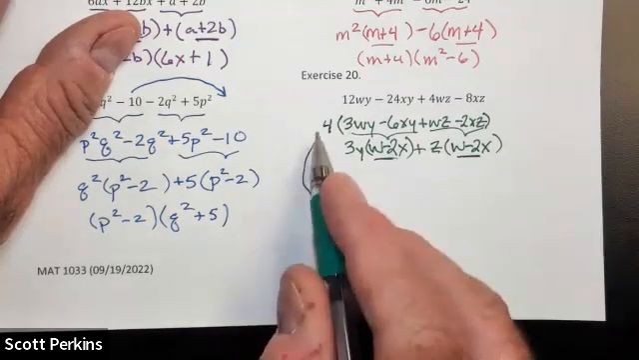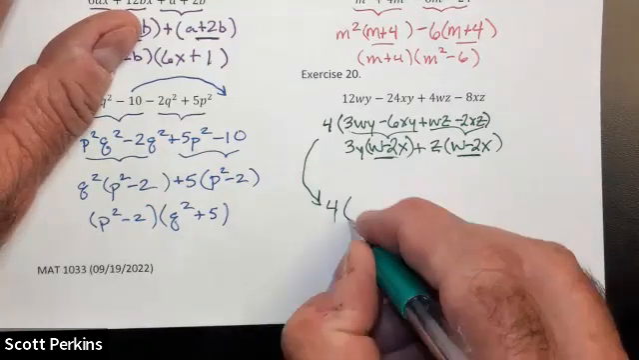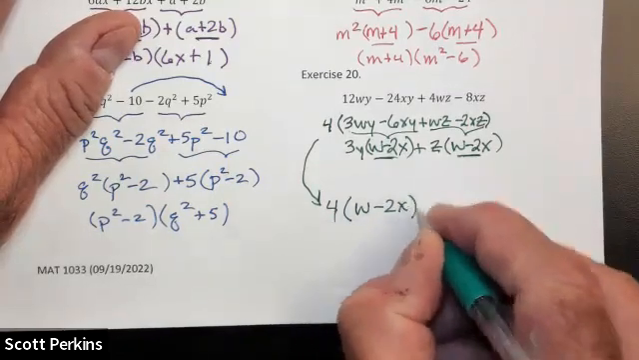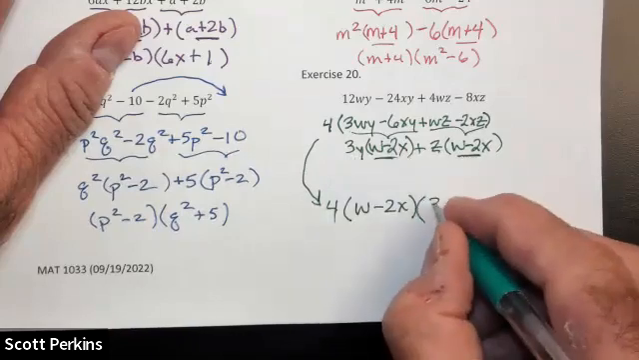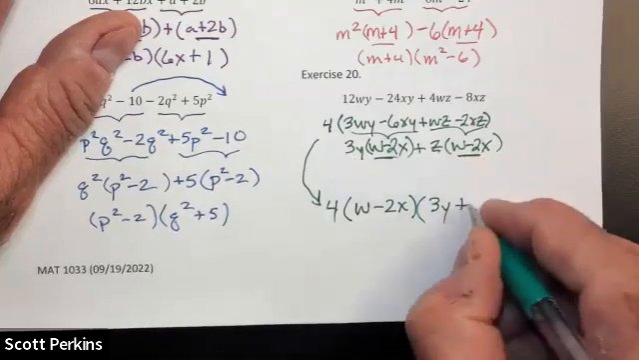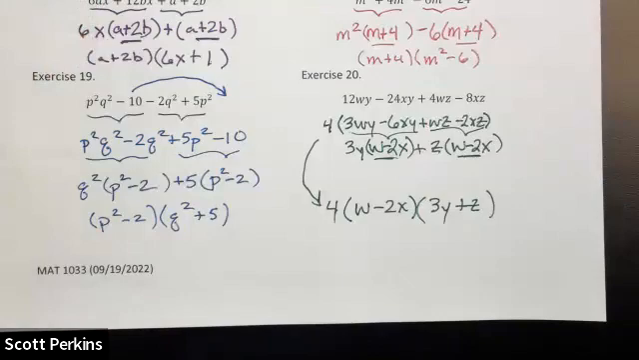So I will factor that out. I drew my arrow a little too far down, but that's okay. So I've got w minus 2x. And then what's left from the first term is 3y. And the second term is plus z. There you go. That is common factors.